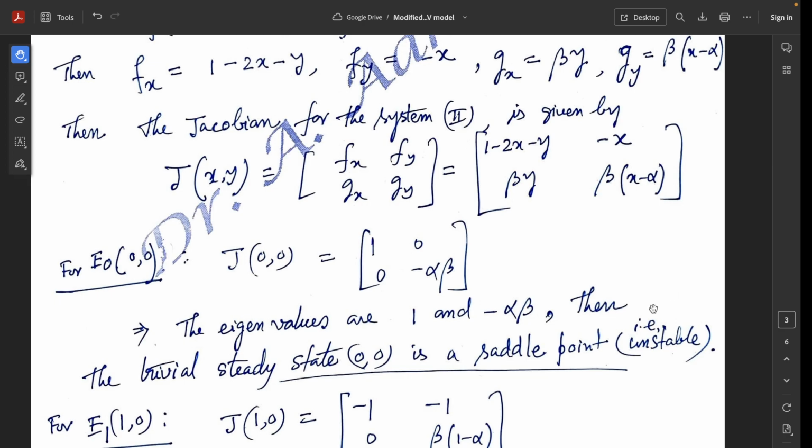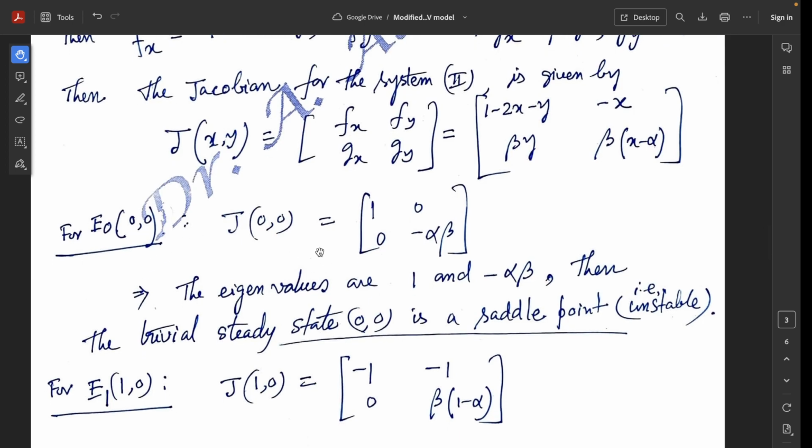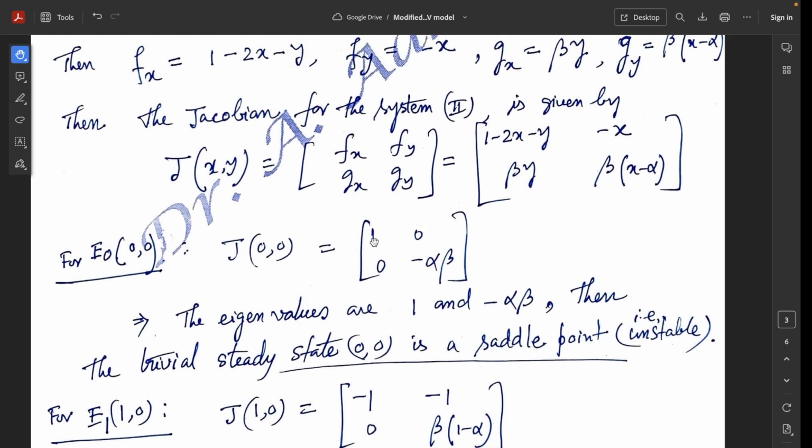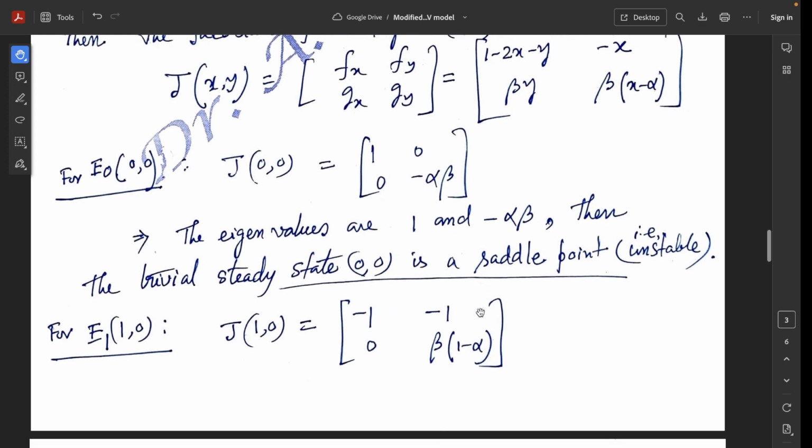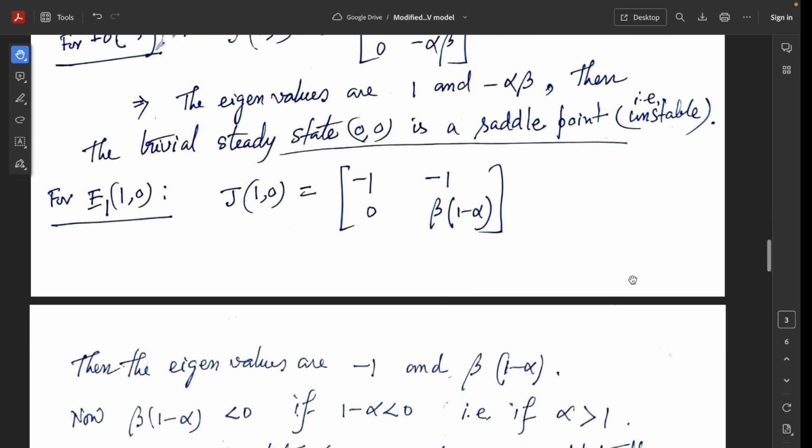Now the value of the Jacobian J for the trivial equilibrium point (0, 0): J(0, 0), putting x equal to 0, y equal to 0, we get [1, 0; 0, minus alpha beta]. So the eigenvalues of this system for this steady state are 1 and minus alpha beta. Since eigenvalue 1 is positive and minus alpha beta is negative, we get an unstable steady state, actually a saddle point. It is stable for the eigenvalue minus alpha beta and unstable for the positive eigenvalue. So the steady state (0, 0) is a saddle point, that is, an unstable steady state.